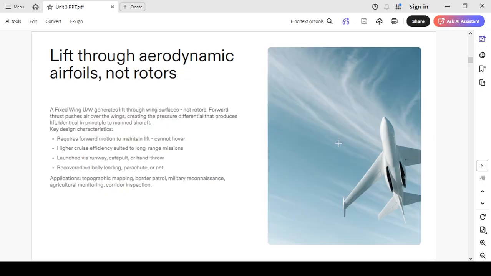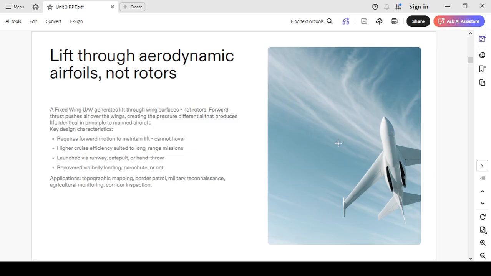In this fixed wing UAV, one of the major forces is the lift. The four forces acting on your aircraft are lift, weight, thrust and drag, in which the lift is the first parameter that we will be talking about. The lift in this type of UAV is generated using the wings or the aerofoils, not the rotors. The forward thrust pushes the air over the wings, creating a pressure difference above and below the wings, and the lift is generated using this phenomenon.